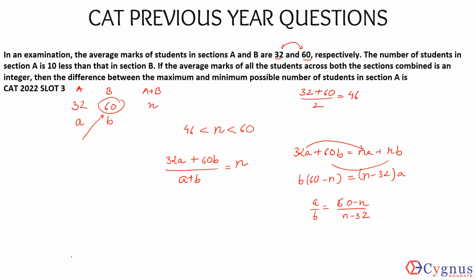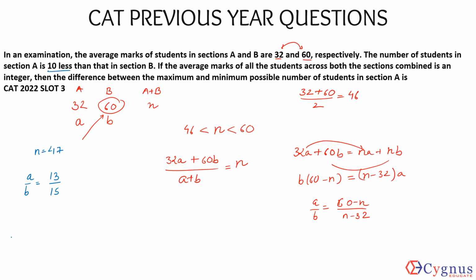So if we want to maximize the number of students in section A, in that case, the average will be slightly more than 46, but it's an integer. So let's assume that n is 47 here. When you put n equal to 47, what do we get here? A by B will be equal to 60 minus 47, that is 13, and 47 minus 32 will give you 15.